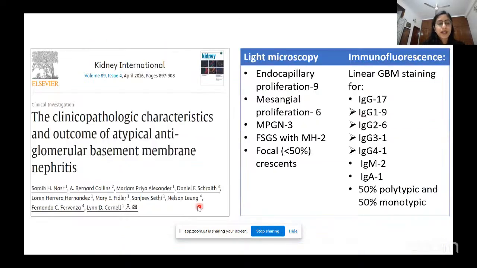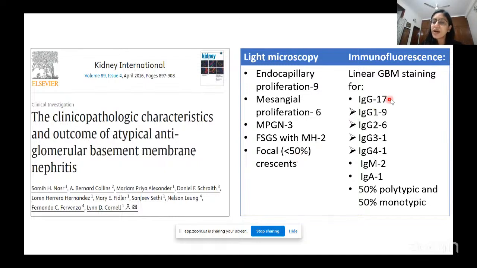So, this is a study by the Mayo group, and this is the largest study on atypical anti-GBM disease, and it includes 20 cases. On light microscopy, they found various patterns, the most common being endocapillary proliferation, followed by mesangial proliferation. Other patterns include an MPGN pattern or an FSGS with mesangial hypercellularity.